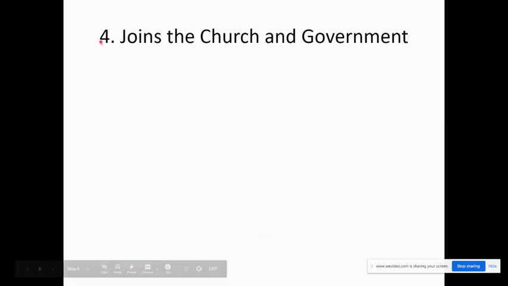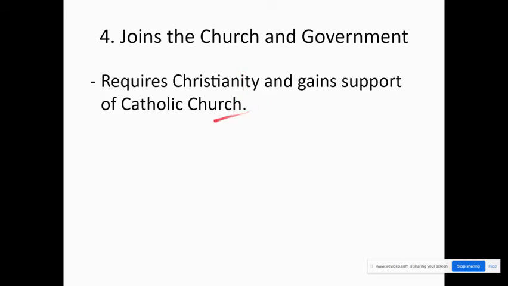So now he does something that we actually don't want to see in America, according to our founding fathers: he joins the church and the government together. He uses the church to expand his empire, and now he's bringing government along with it. So he requires that people in his kingdom are Christian. When the Catholic Church sees this, they see it as an opportunity. So they also are on board with this, and they really heavily support Charlemagne. They want to give him anything he needs so he can run this kingdom, because he needs people to be Christian where he lives.